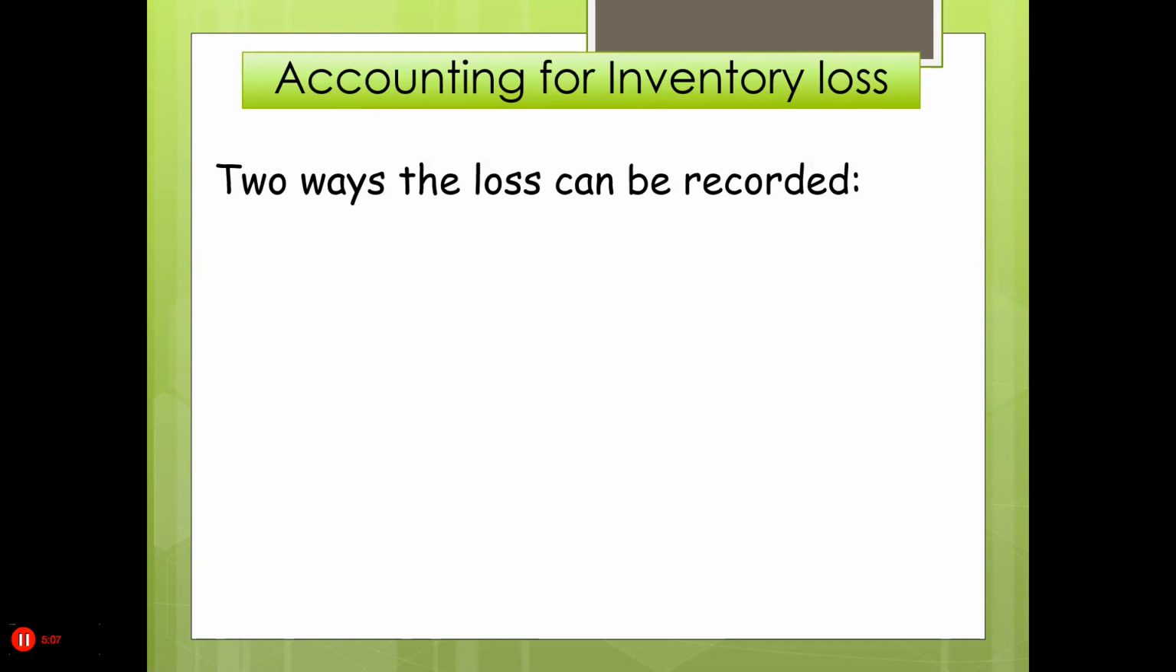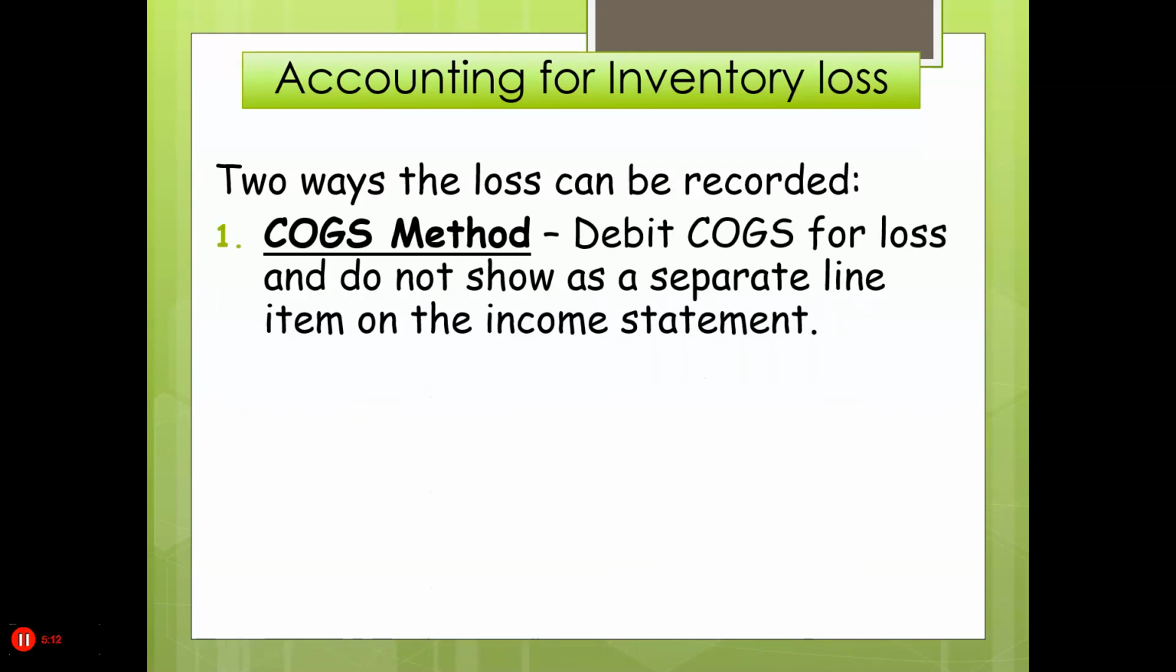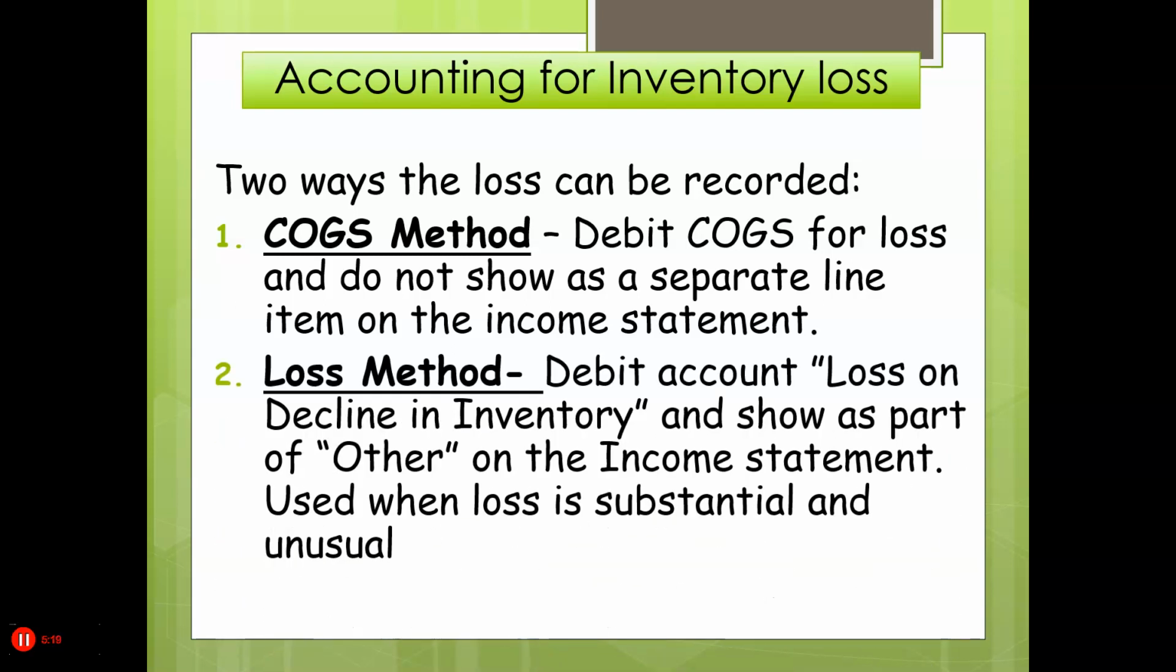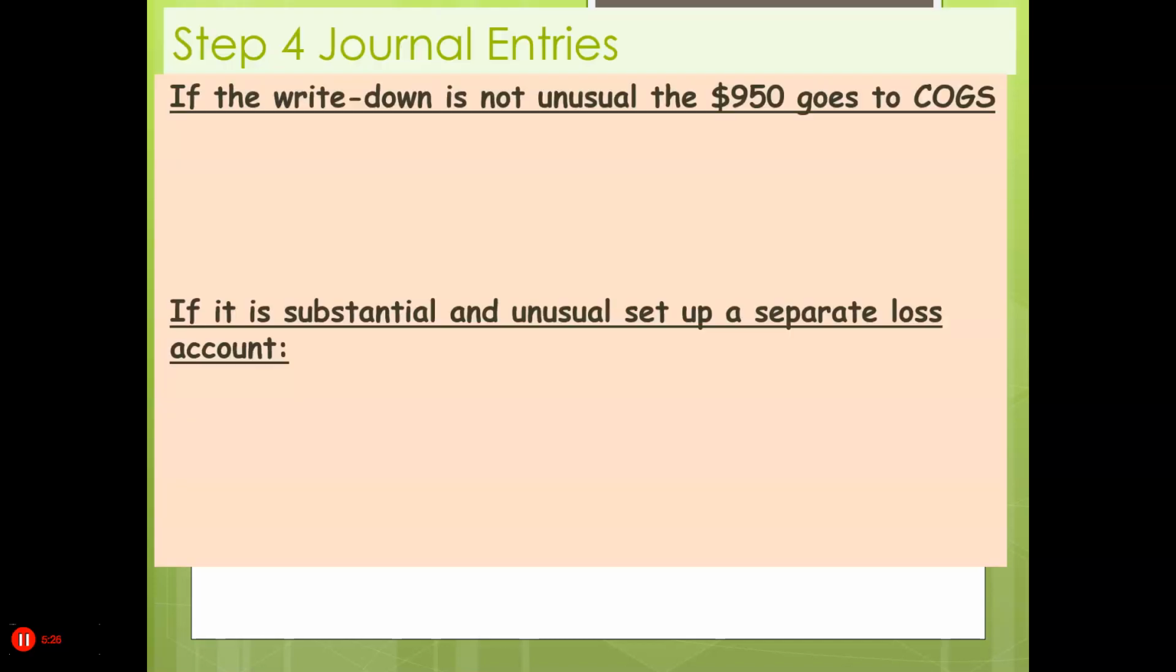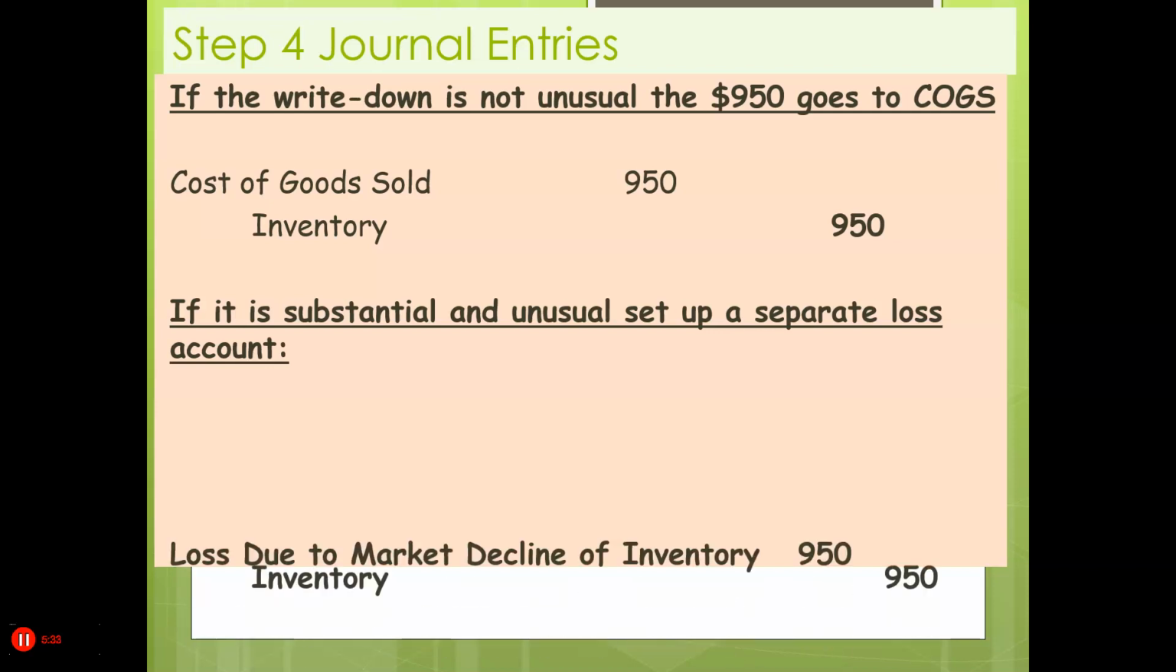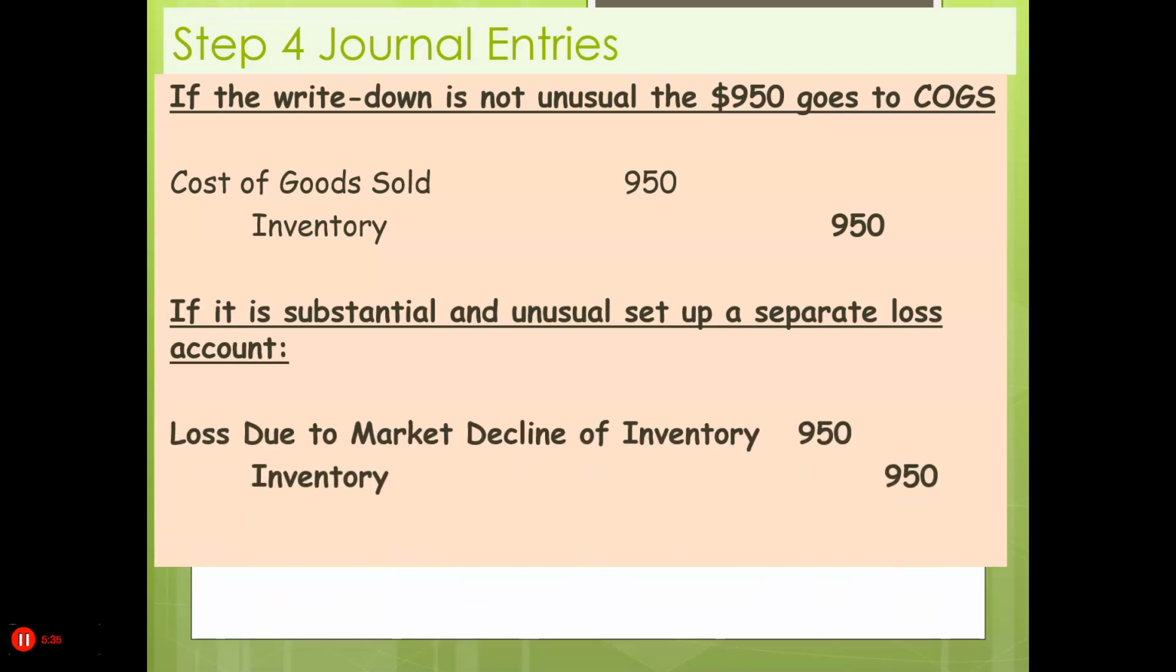Now, when we record it, we have two ways that we can do this. We can use the cost of goods sold method, which means we're just going to take it to the cost of goods sold and reduce inventory. Or we can use the loss method. We'd only use this if it's a substantial write-off. Let me show you those journal entries. Okay, if it's not unusual, cost of goods sold would go up, inventory would go down. If it's substantial, you'd have a line item under other called loss due to market decline of inventory. And then we would also reduce our inventory.